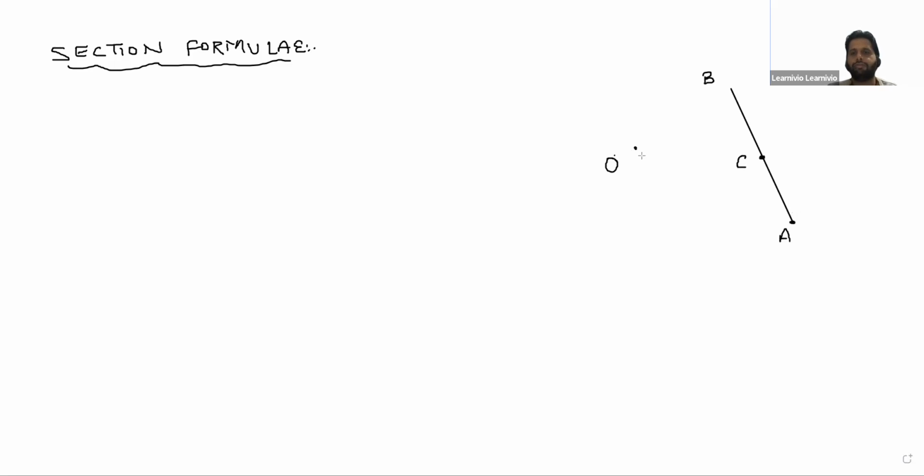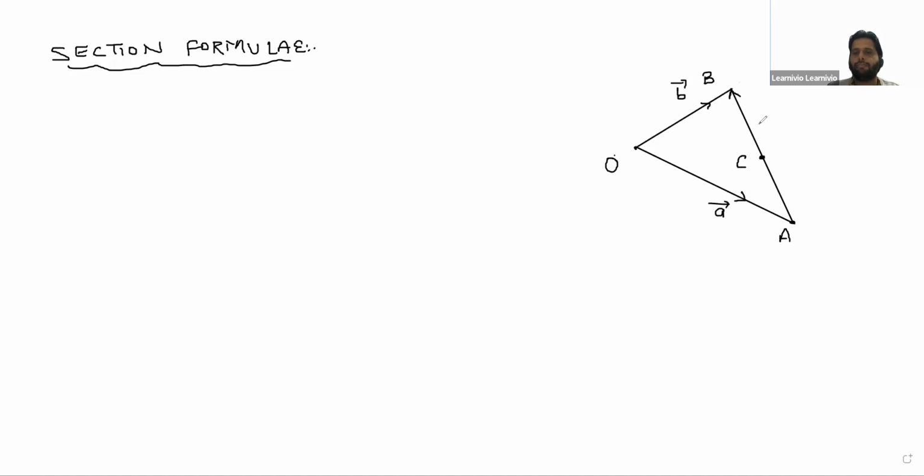Yesterday, we did the position vector. So if we are joining the origin with this point, then we will say that this is the position vector of point A. Whenever you join any point with the origin, you will get the position vector. Here also, this is the position vector of point B. Now this is AB.